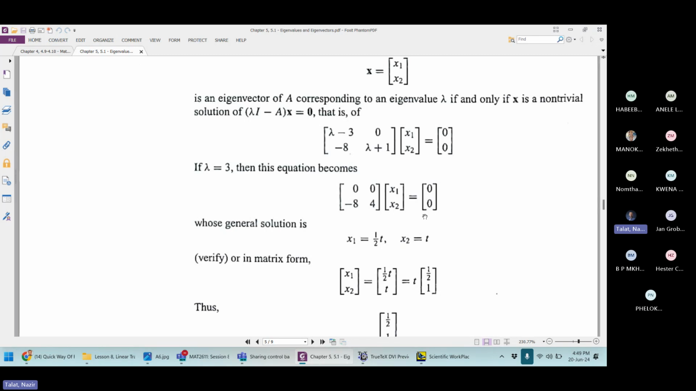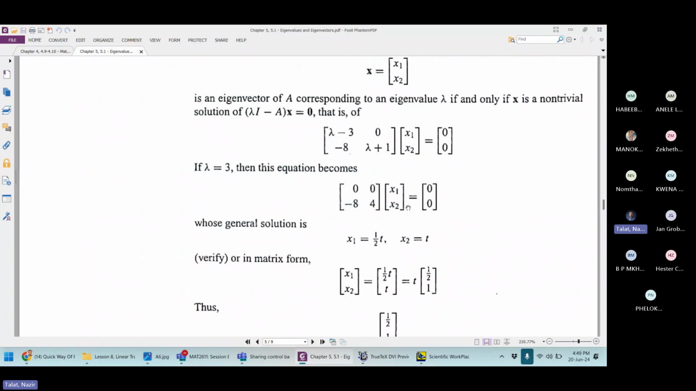Then there are two possibilities. One is we can get only the trivial solution, and the second is we can get a non-trivial solution. So if you get a trivial solution, then still the vector with values x1, x2 is the eigenvector corresponding to lambda equal to 3. And if it has a non-trivial solution, then still we can get its eigenvector.